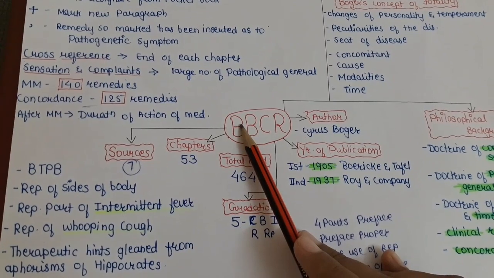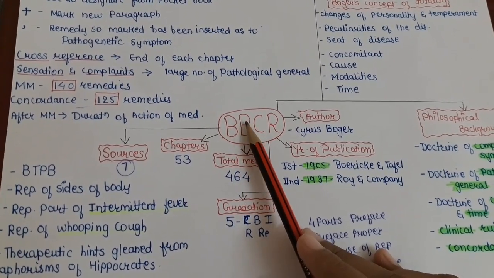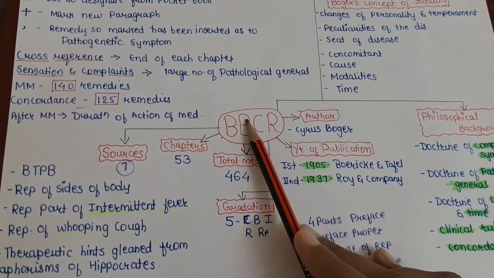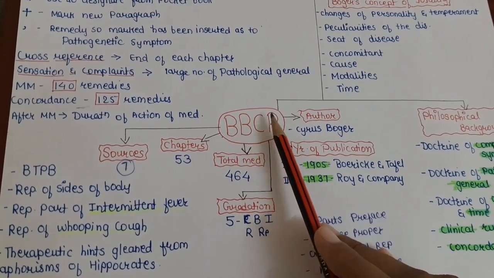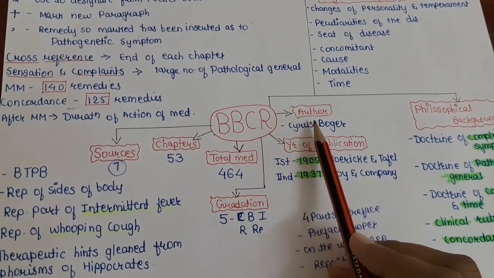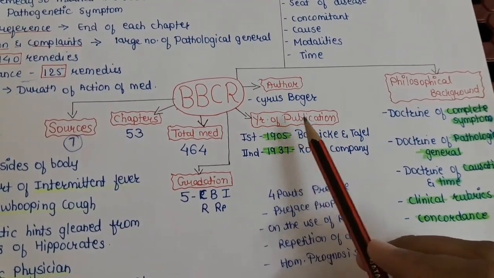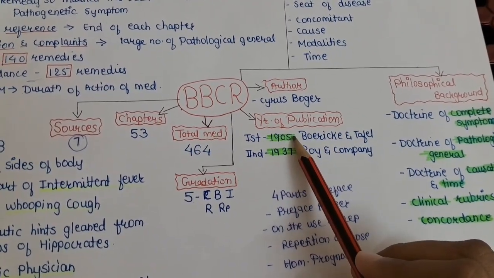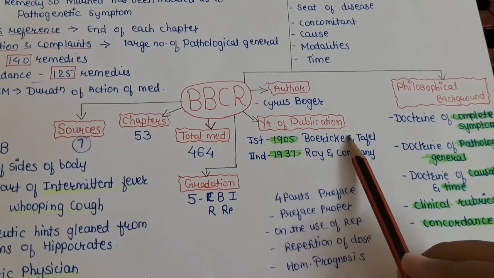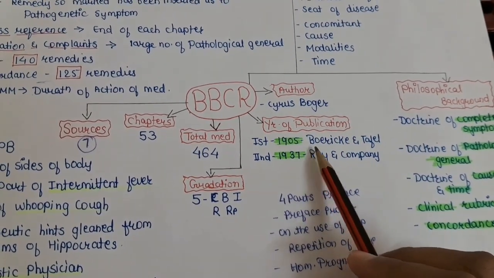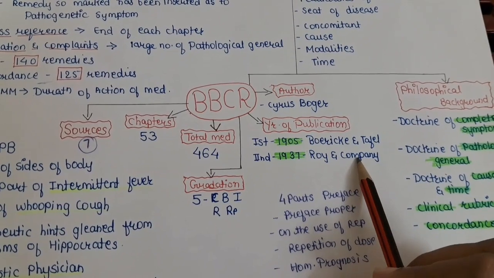So this is Boger's. Boger's means the author is Boger, and BTPB is by Bonninghausen. So this is Boger's Bonninghausen's Characteristic and Repertory. The author is Cyrus Maxwell Boger, and it has been published twice. First was in 1905 by Boericke and Tafel, and the second edition in 1937 by Roy and Company.